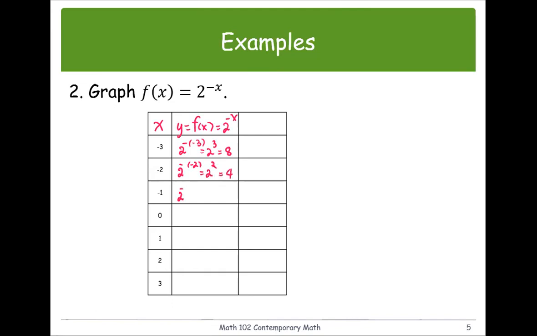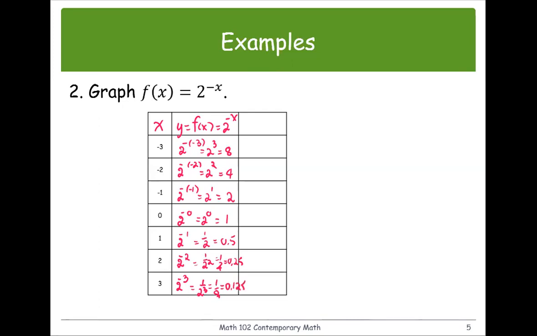And then 2 to the negative of negative 1, or 2 to the first, or just 2. 2 to the negative 0, which is the same as 2 to the power 0, or 1. Next, 2 to the negative 1, or 1 over 2, or just 0.5. 2 to the negative 2, which is 1 over 2 to the second, or 1 over 4, or 0.25, excuse me. The last one, 2 to the negative 3, or 1 over 2 to the third, which is 1 over 8, or the value 0.125.